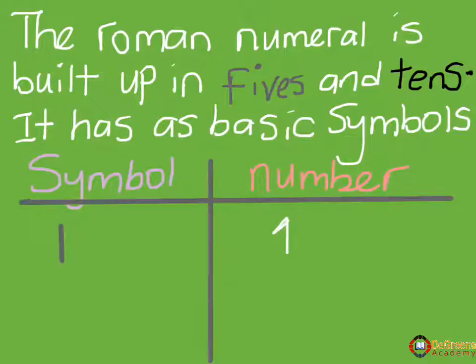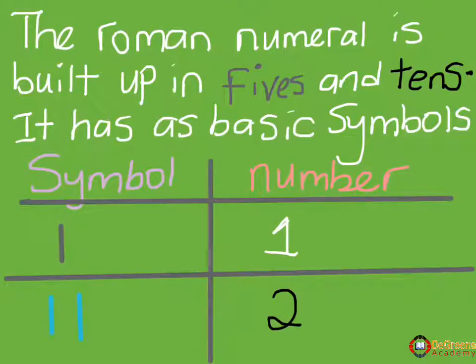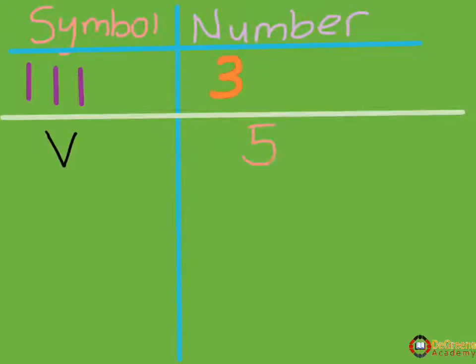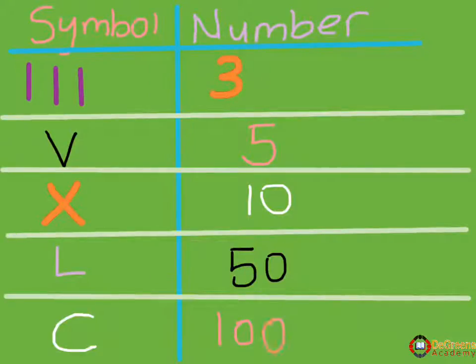The symbols are going to be shown on the diagram below. A staff, which represents the number 1. 2 staffs represents the number 2. I should continue to show on the diagram. 3 staffs represent the number 3. V represents the number 5. X represents the number 10. L represents the number 50. C represents the number 100.